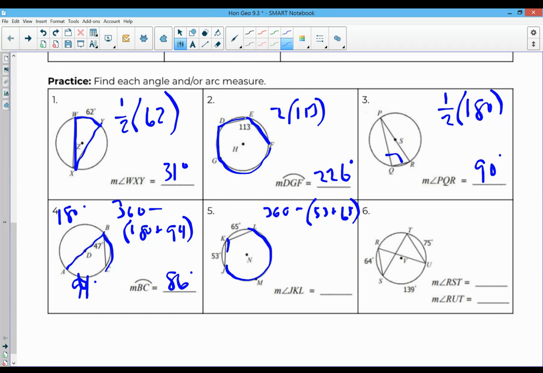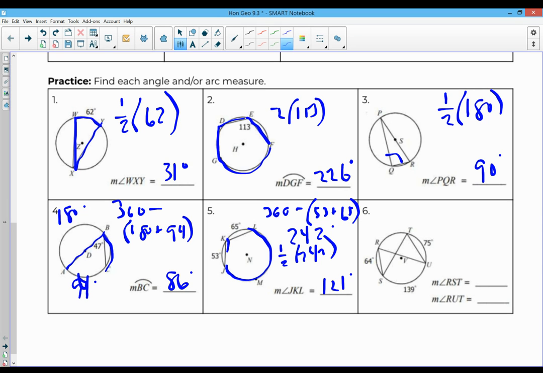So that gives me 242, but that's not the measure of the angle, that's the measure of the arc. In order to get the angle, I have to do half of that. And that'll be 121 degrees.